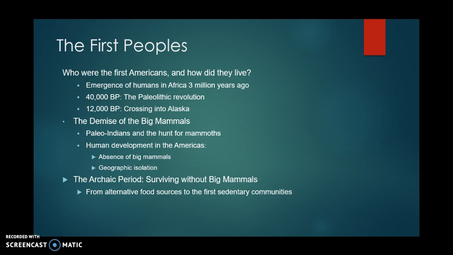So your book starts out 3 million years ago, talking about the emergence of humans in Africa about 3 million years ago. And then how evolution came, changing those first humans, evolving into what we have today. And then about 40,000 years ago, we have the Paleolithic Revolution.